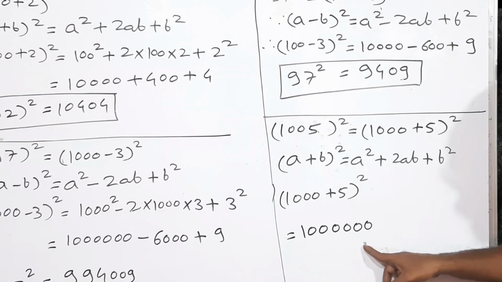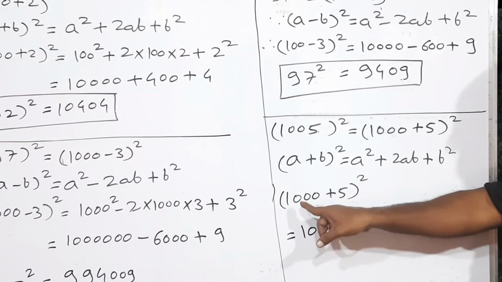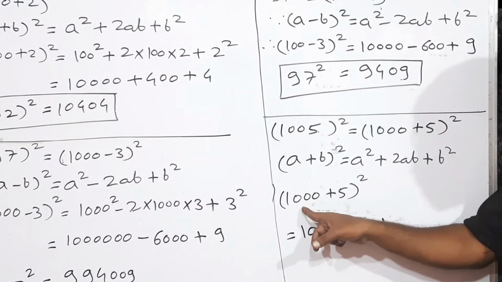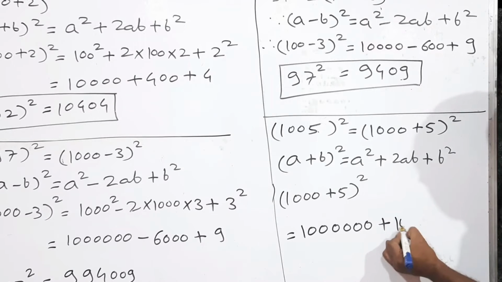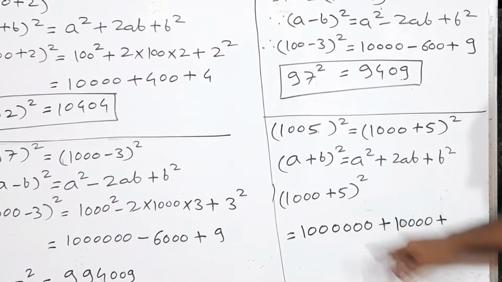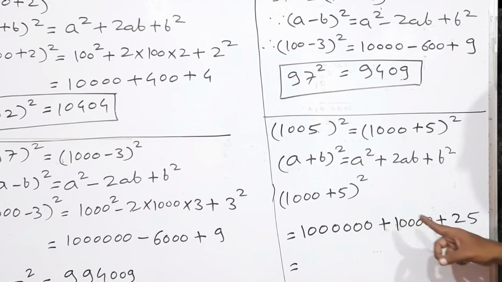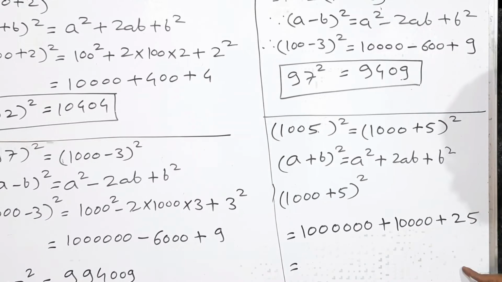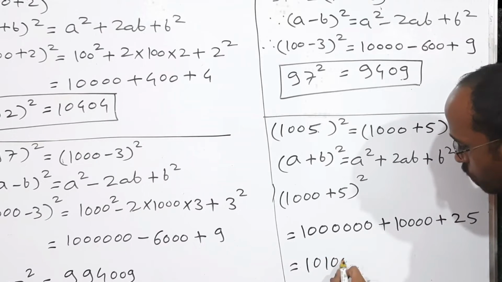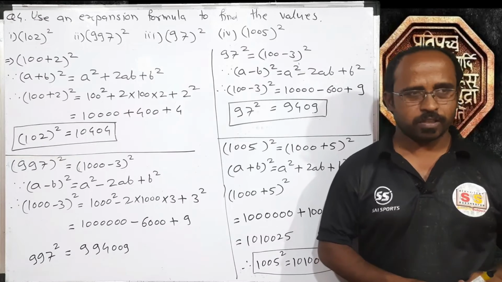So the number is 10 lakh plus 2 into a into b, 2 into 1000 into 5. So 2 into 5 is 10, 10 into 1000 is 10,000. Plus b square means square of 5, which is 25. So 10 lakh plus 10,000 plus 25. So the answer is 10 lakh 10,025. Got it students? I hope you have understood it.